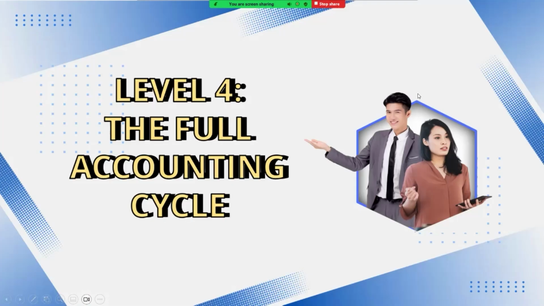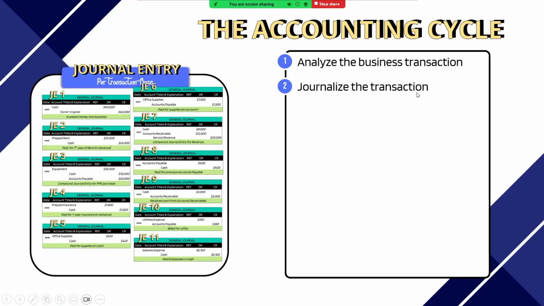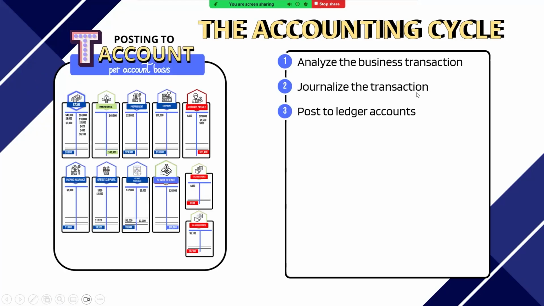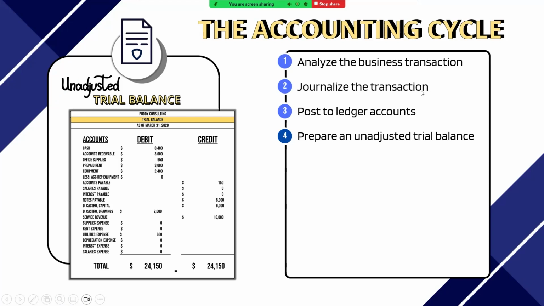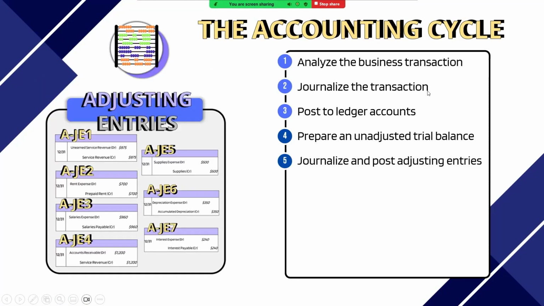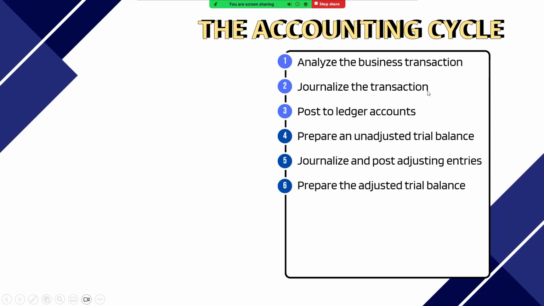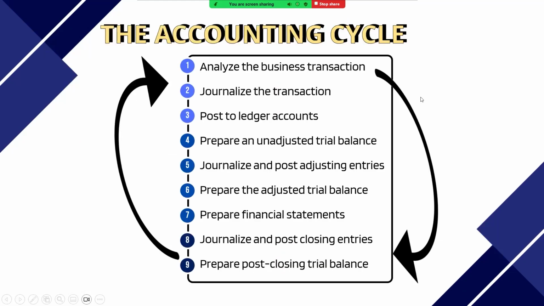And with that, we finally mastered our full accounting cycle from analyzing our business transactions to journalizing our entries, to posting to our ledger accounts or T accounts, to preparing our unadjusted trial balance, to knowing our two special entries or adjusting entries so that we can get an adjusted trial balance. And then we can prepare our financial statements. And then the last two steps would be our closing entries and our post-closing trial balance.